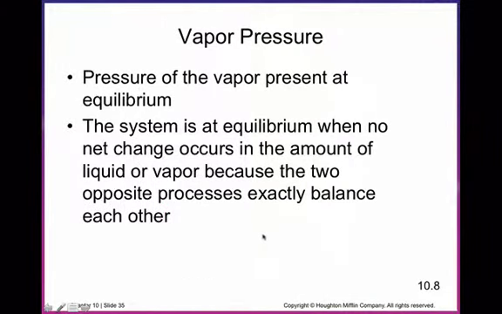The definition of vapor pressure is the pressure of the vapor present at equilibrium. That's pretty self-explanatory. The system is at equilibrium when no net change occurs in the amount of liquid or vapor, because the two opposite processes exactly balance each other. That is what we just said: the amount of liquid doesn't change because the rate of evaporation and the rate of condensation are going at the same speed.